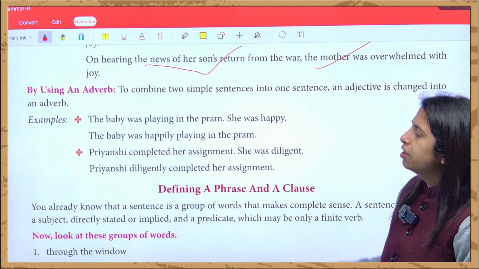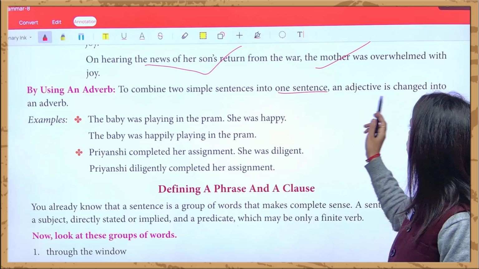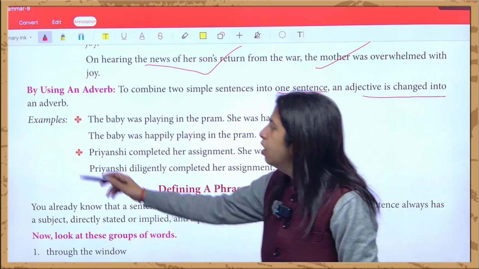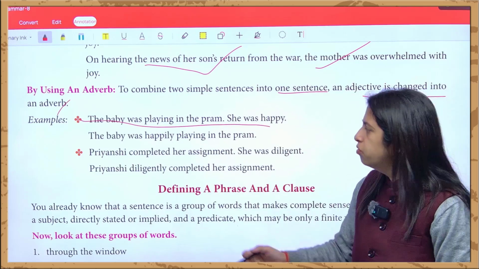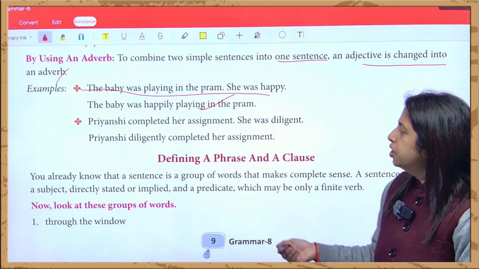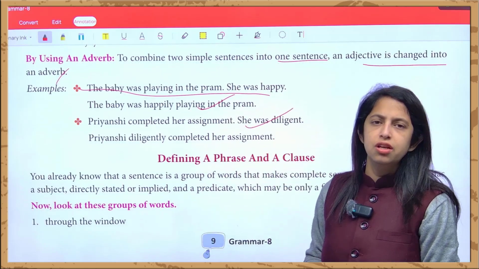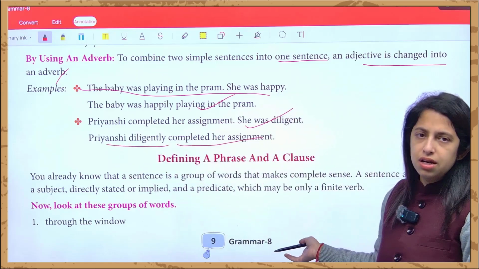Moving on to the next, by using an adverb. If we combine two simple sentences, what will happen? An adjective will be used as an adverb. The baby was sleeping in the pram and she was very happy. The baby was sleeping happily in the pram. Priyanshi completed her assignment. She was diligent. Diligent means very hardworking. So, Priyanshi diligently completed her assignment.